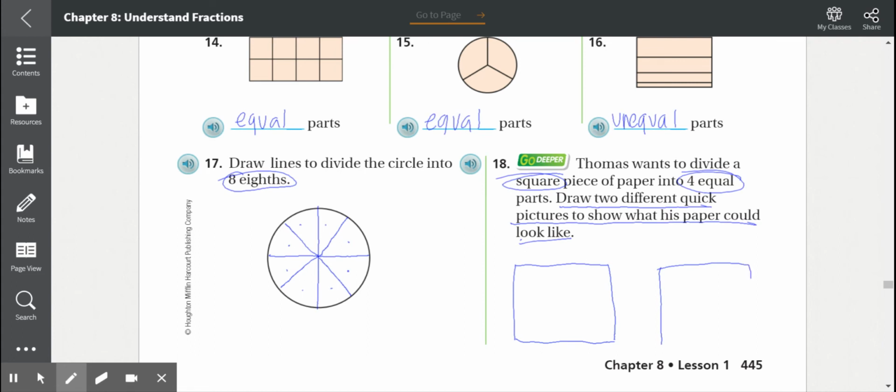And now we need to decide, how could we split these up into 4 equal parts? Well, if we split it in half this way, that's 2 pieces. Split it in half again, that's 4 equal pieces. Let's try going this way. That's 2 equal pieces. Okay, let's go the other way. Now it's 4 equal pieces. There's more than one way to do this, but there's 2.